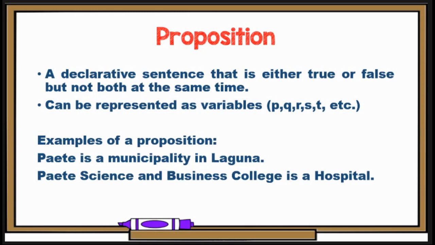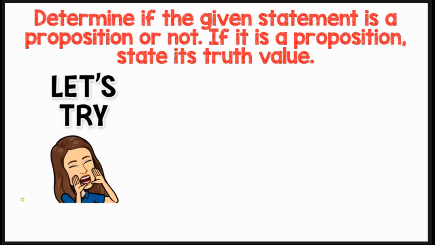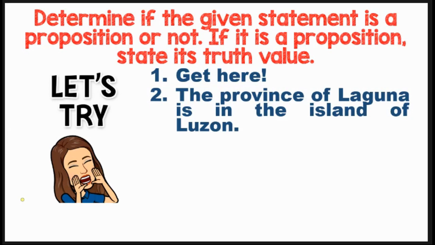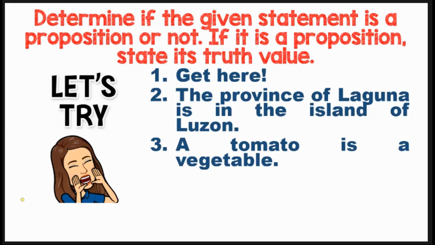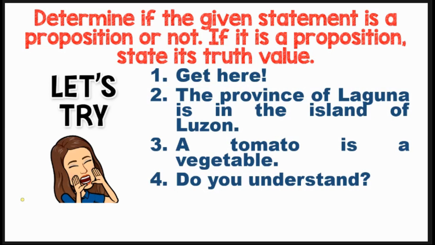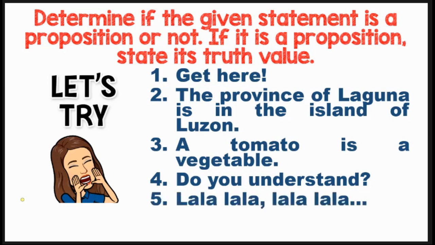Now, let's go to the next slide. We have an activity. Let's try these 5 sentences. Let's determine if the given statement is a proposition or not. If it is a proposition, we have to state the truth value. Number 1, get here. Number 2, the province of Laguna is in the island of Luzon. Number 3, a tomato is a vegetable. Number 4, do you understand? Number 5, la la la la la la la la.